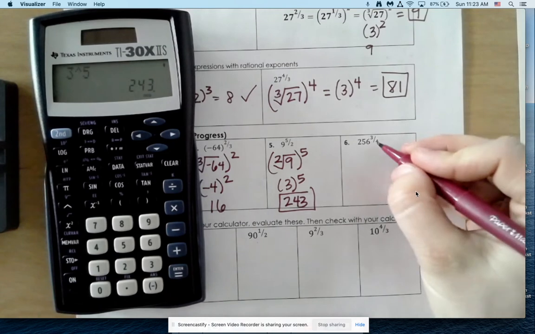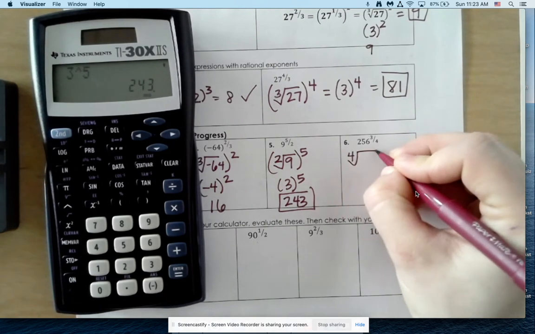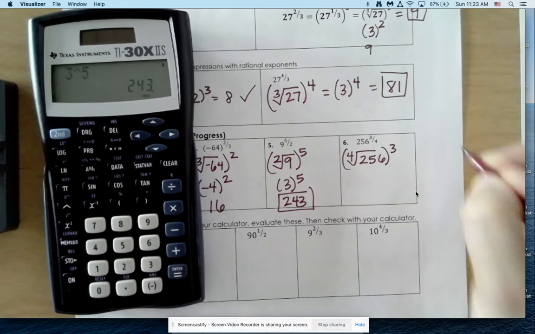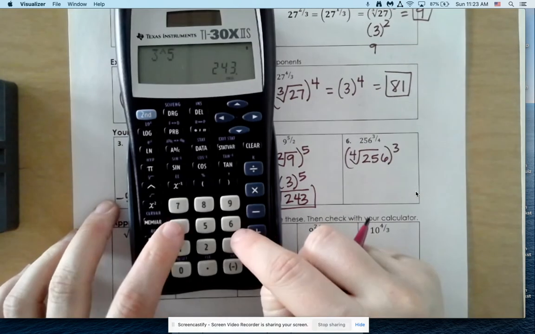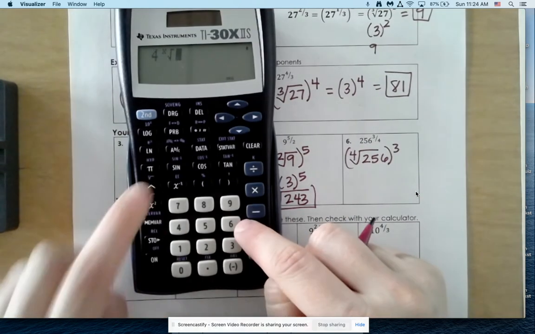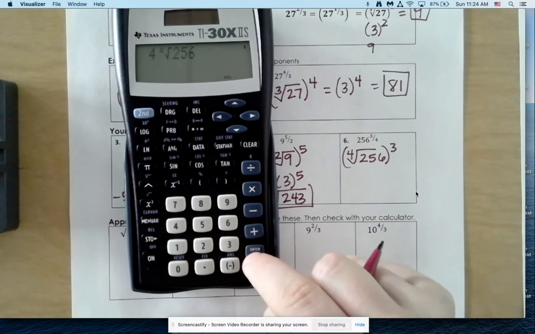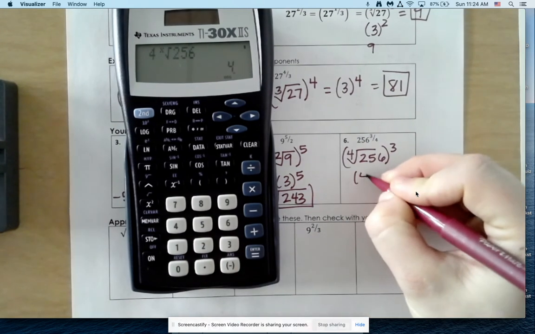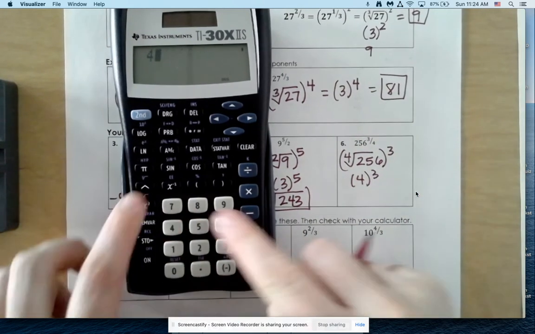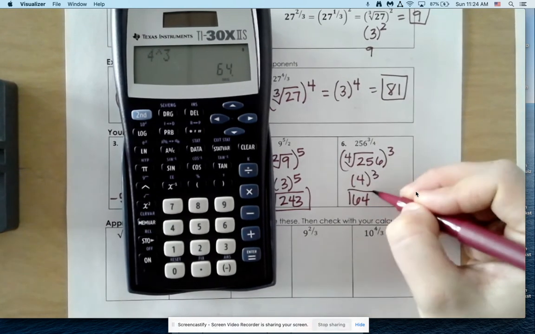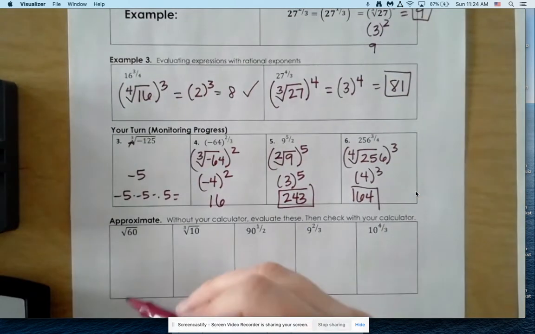Now our last one here. Fourth root of 256. And then we're going to cube it. So in our calculator, hit 4, second, up arrow, and then 256 is just 4. And now we're cubing it. 4 to the power of 3 equals 64. Okay, you guys can cross off this bottom.